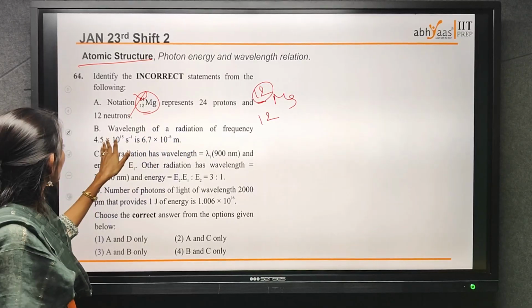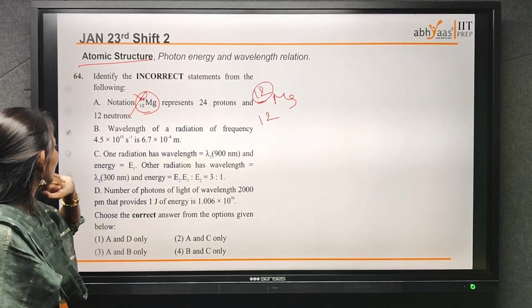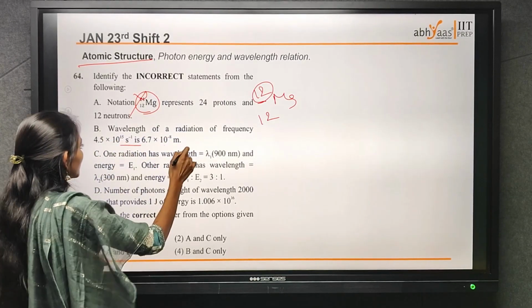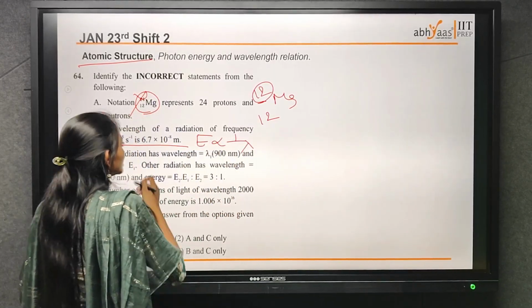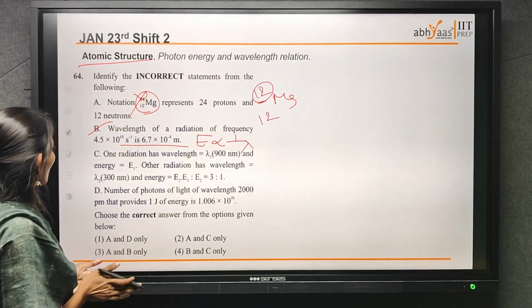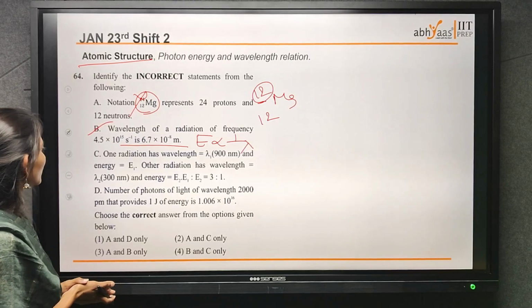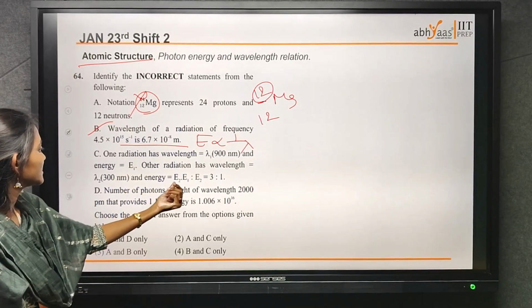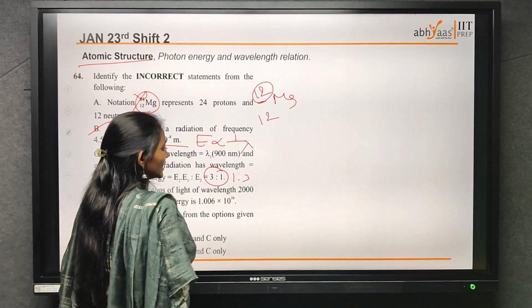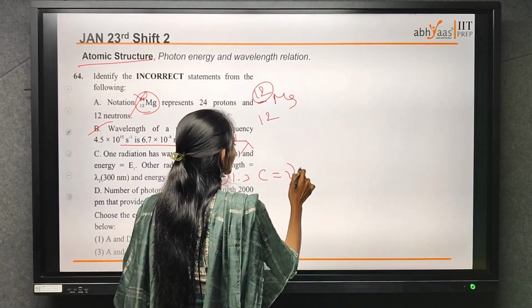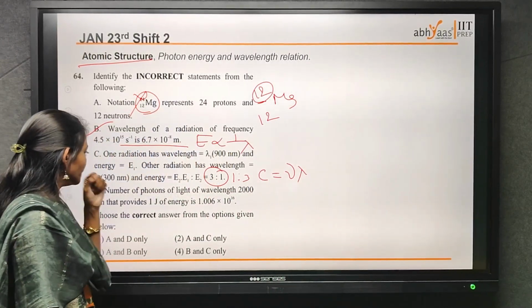Wavelength of a radiation with frequency 4.5 into 10 to the power of 15. They are giving the answer. When you do, electron energy is inversely proportional to wavelength, then it will be applicable. One radiation has this wavelength, so the other radiation has this wavelength. Energy is equal to 3:1. It is not to be 3:1, it will be 1:3. How? When you do c equals frequency into lambda, you will get your answer.